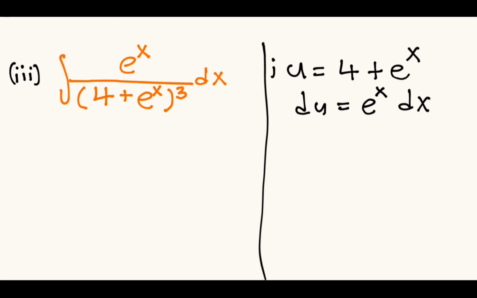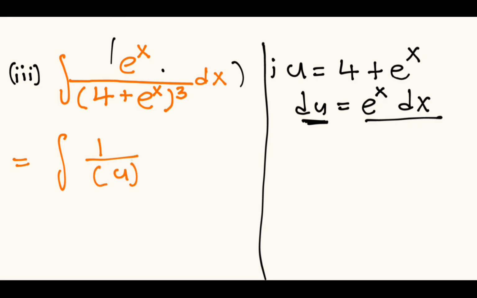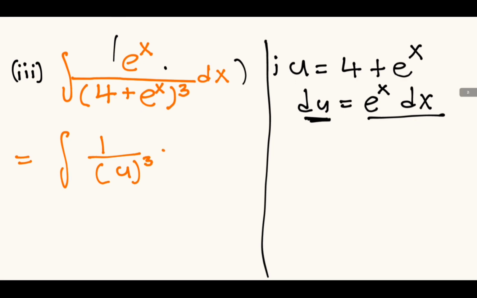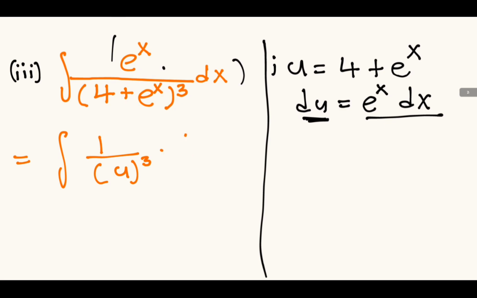We have an option of making dx the subject of the formula, but we can see that we have e to the power x multiplied by dx here. So in the place of this e to the power x multiplied by dx, we substitute du because we can see that it is equals to e to the power x dx. So our integral will be equals to 1 over u. So the 4 plus e to the power x is raised to the power 3. So we also raise the u to the power 3 du.